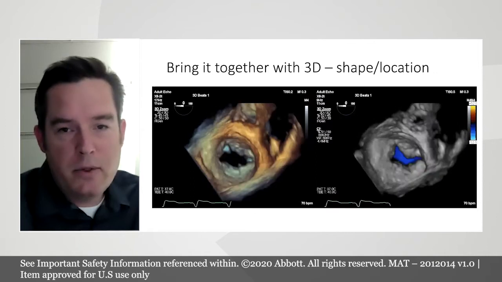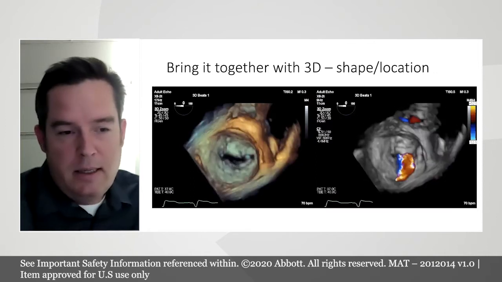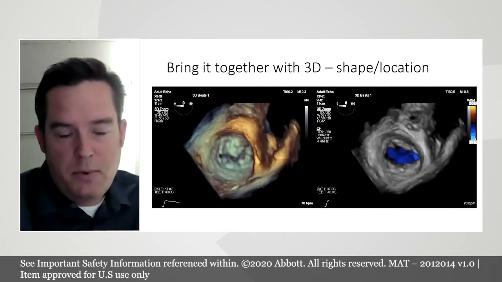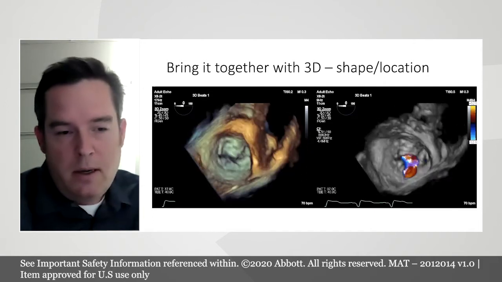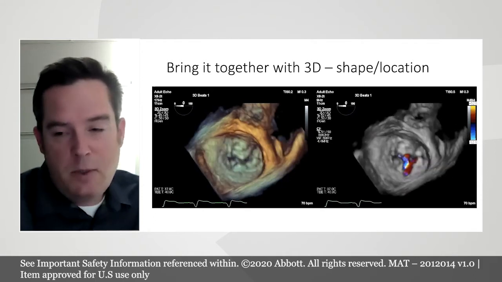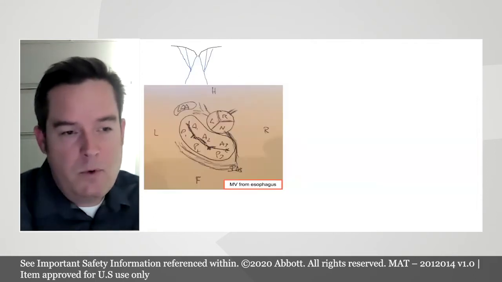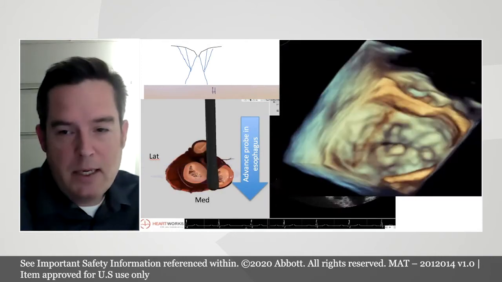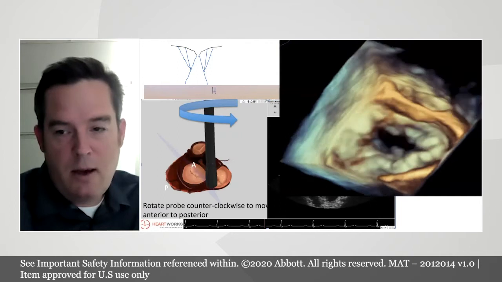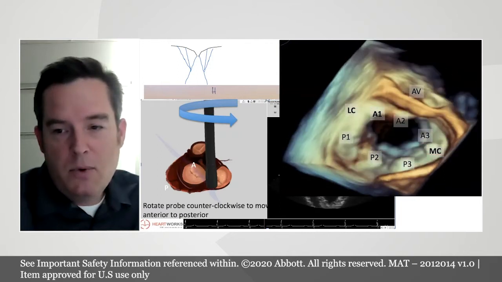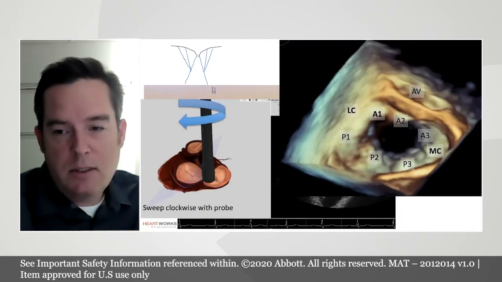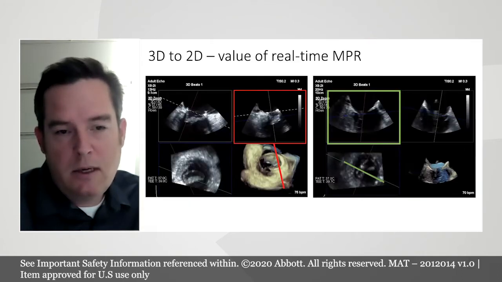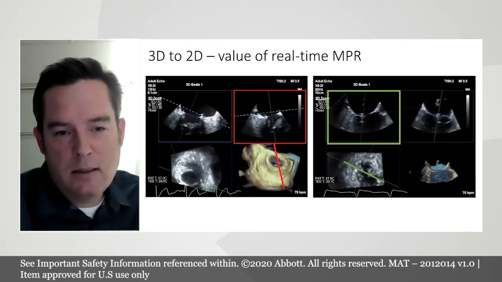And then we bring it all together with 3D, and we understand the anatomy and the shape and the location of the jet with 3D, both with and without color. And this really helps for communication in the team. So we're sweeping through the valve and building that model so that it's unique for that one individual patient. And then through our sweep, we basically build this matrix in our head of what the mitral valve is for that individual unique patient, and then we can help to communicate that to the team.